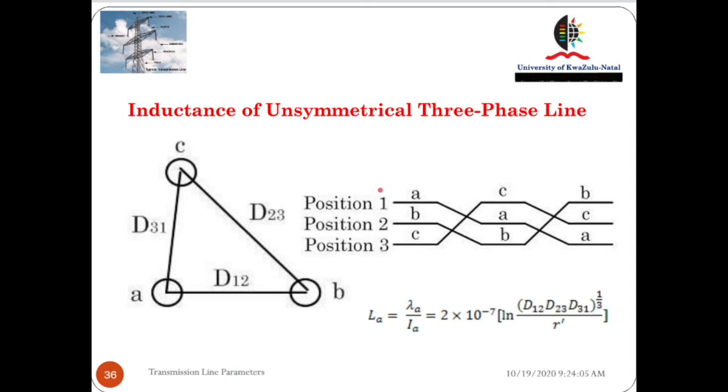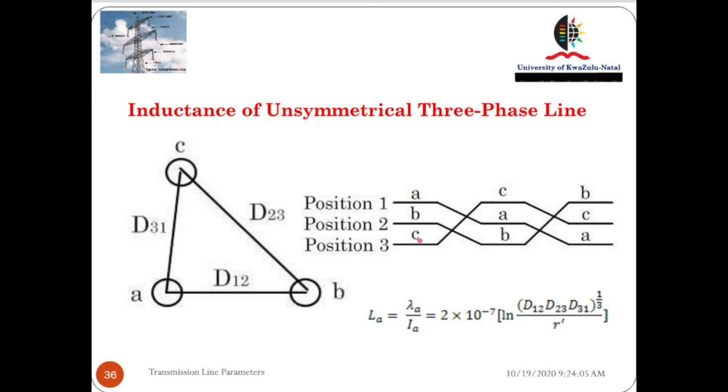So if we assume that in the first place, these three conductors A, B, C have three positions, position 1, 2, and 3: top, middle, and bottom. Conductor A is at the top, conductor B is in the middle, conductor C is at the bottom. In the next cycle, we change their positions. So conductor A comes to the middle, conductor B goes to the bottom, conductor C goes to the top. And in the next cycle, we change their positions once again. So now C goes to the middle, A goes to the bottom, B goes to the top.